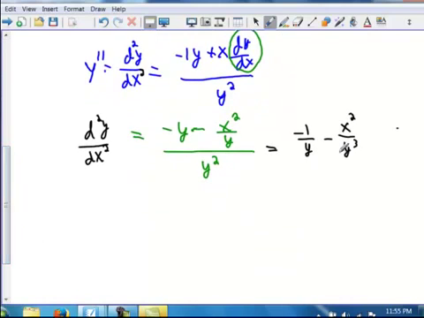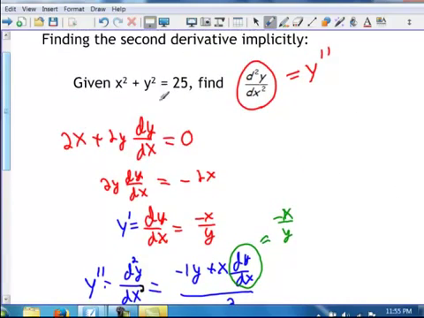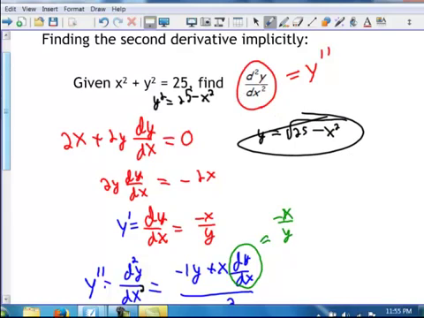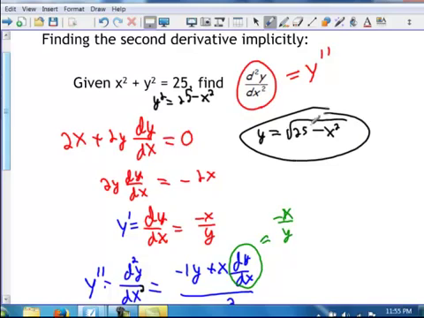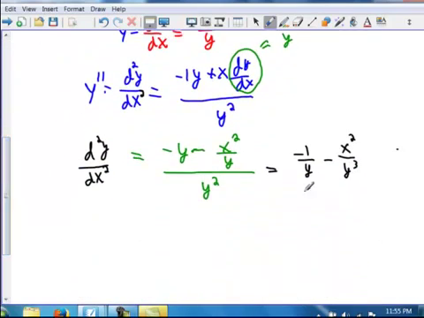And let's see what else we can do with this. Do we know what y is equal to? We do. We know that y squared is equal to 25 minus x squared. So we know that y is equal to the square root of 25 minus x squared. So that's helpful. That's what y is equal to, the square root of 25 minus x squared.